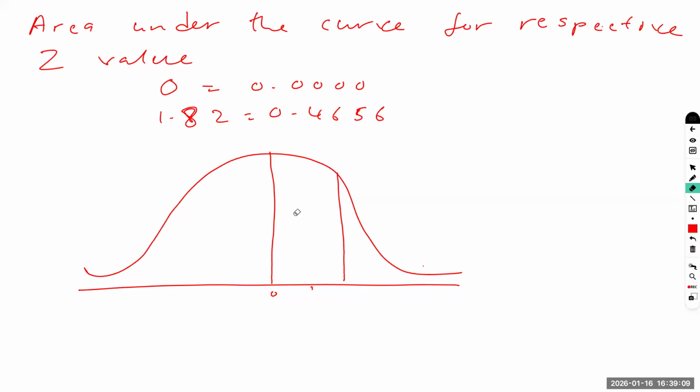Then I shade here, like this. Then I'll just write here 0.4656. What I mean is that the probability between 0 and 1.82 is 0.4656.